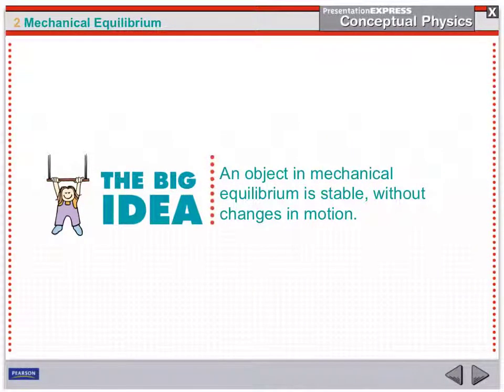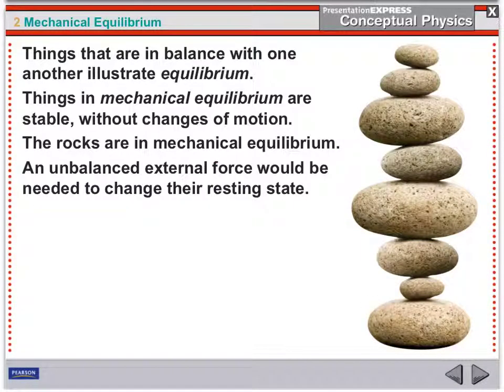Alright, this is Chapter 2 in Physics and Mechanical Equilibrium. The big idea is this: an object in mechanical equilibrium is stable without changes in motion. So keep that in mind as we go through this section. Here's an example of some rocks that are in equilibrium. These would be in mechanical equilibrium because they're not moving, they're not falling, they're not doing any of that. So this is an example of equilibrium.